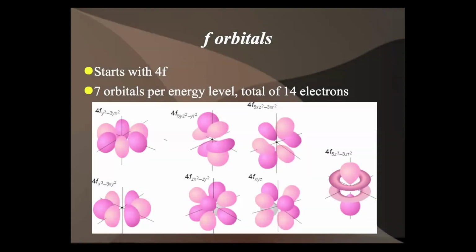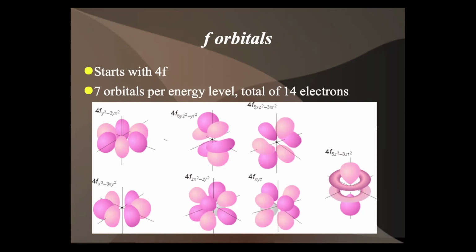Okay, the last one is the f orbital. So this starts with 4f. S starts at level 1, p starts at level 2, d starts at level 3, and then f starts at level 4. So F is the most complex shape. You have 7 parts, as you can see in this picture, that are all put together to make the F orbital. They hold 14 electrons in total within all these lobes.